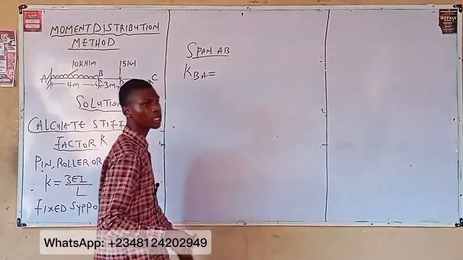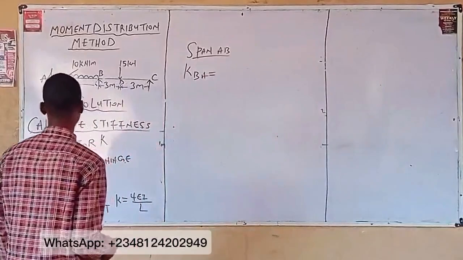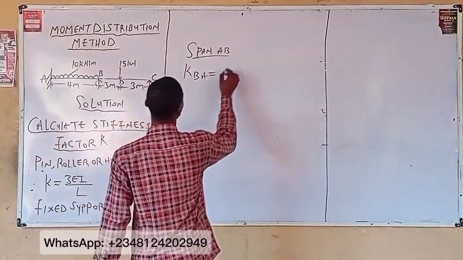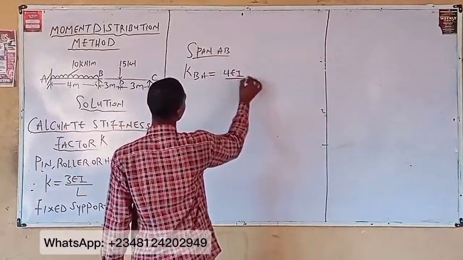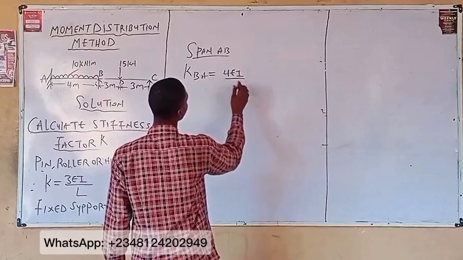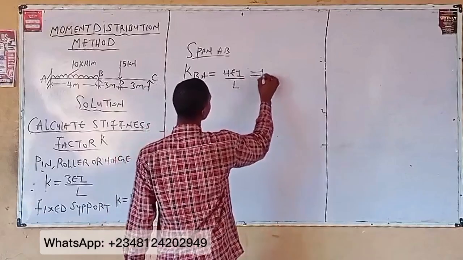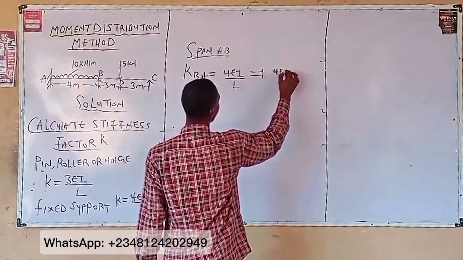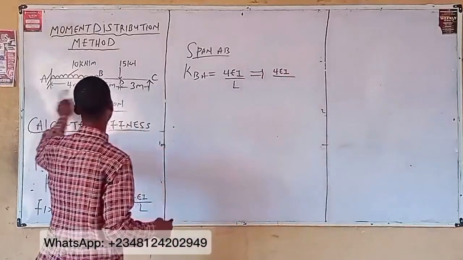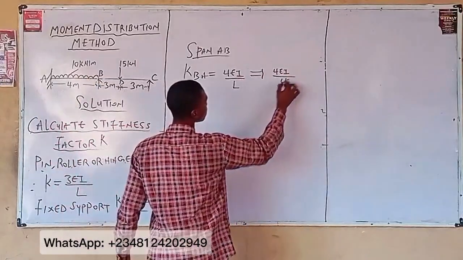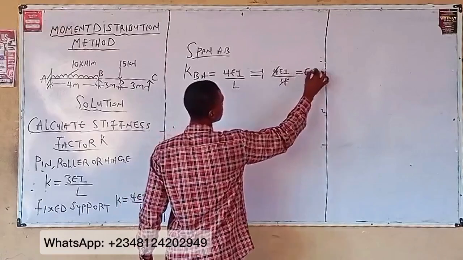For span AB, let's calculate the stiffness factor, meaning KBA. What will be the formula? Let's do it together now. That's 4EI over L, which implies 4EI. What is the length of your span AB? That's 4. Meaning 4 cancels out. What do you have? EI.